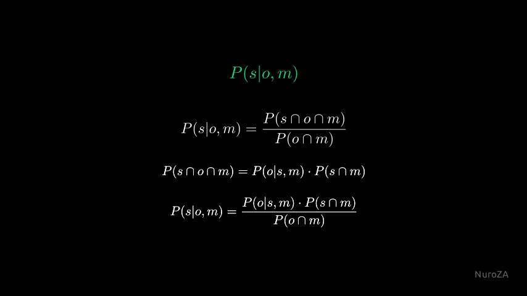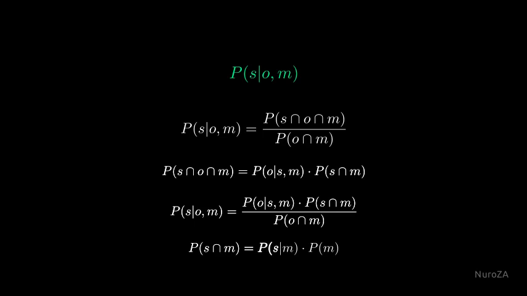So now our expression becomes P of S given O and M equals P of O given S and M times P of S and M, all divided by P of O and M. We're making progress, but this doesn't quite look like our target equation yet. Let's continue. Notice that P of S and M in the numerator can itself be written using conditional probability.